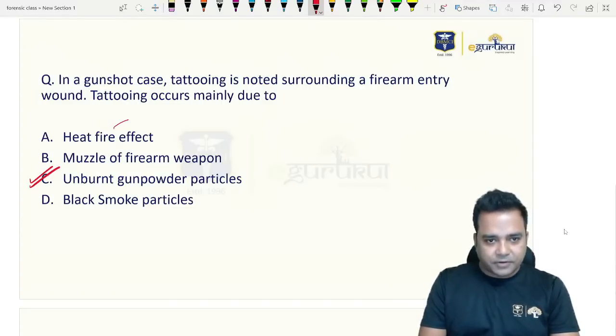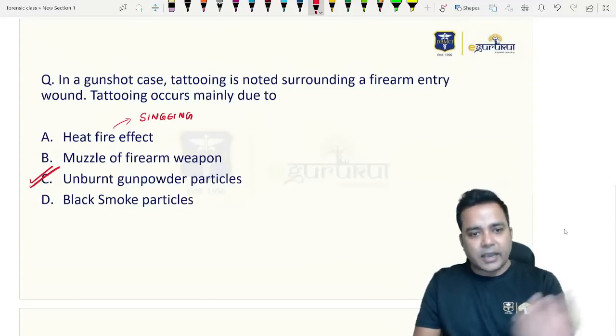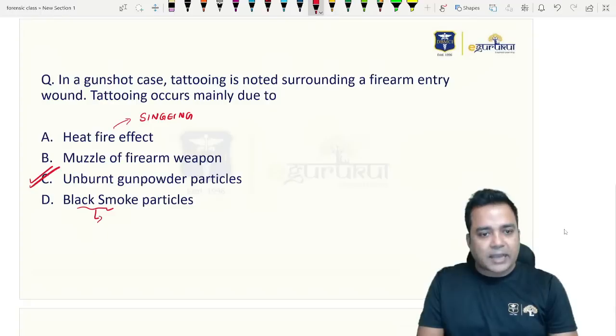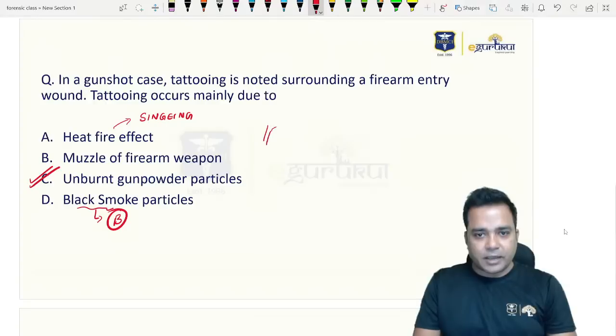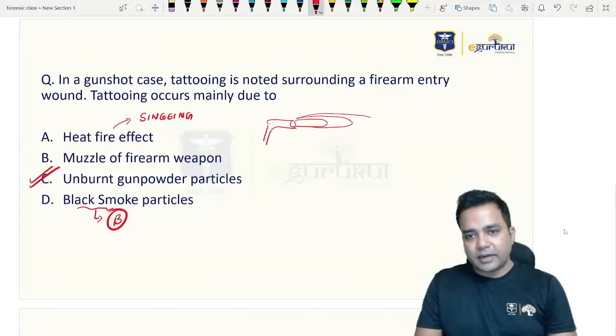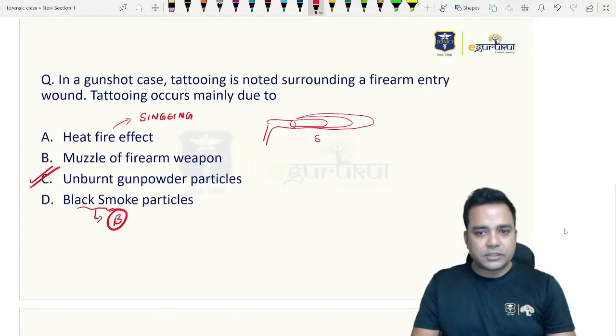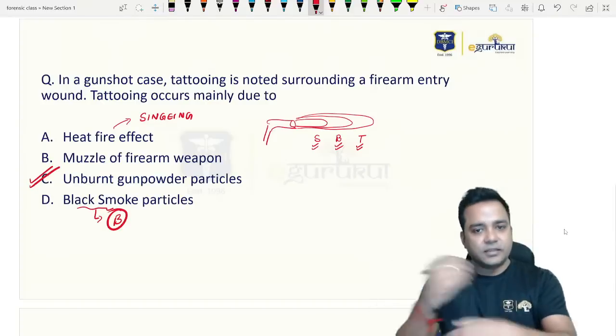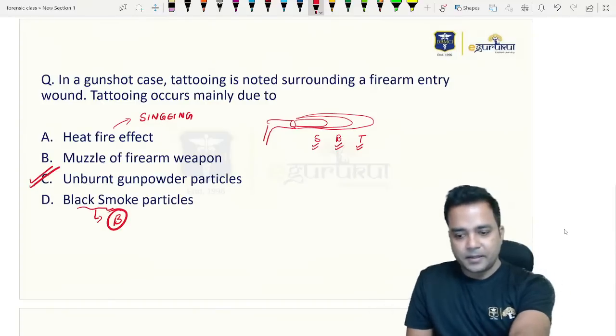And this heat or fire effect, flame, leads to singeing. We all know. Unburned gunpowder particles lead to tattooing, and the black smoke particles lead to blackening of epidermis. So these are the three effects which we get whenever a firearm weapon is fired: flame effect, smoke effect, and unburned gunpowder particles effect, leading to singeing, blackening, and tattooing. Maximum range is for tattooing, medium range is for blackening, and a very small range is for singeing, that is flame. Correct now? Let us move on to the next question.